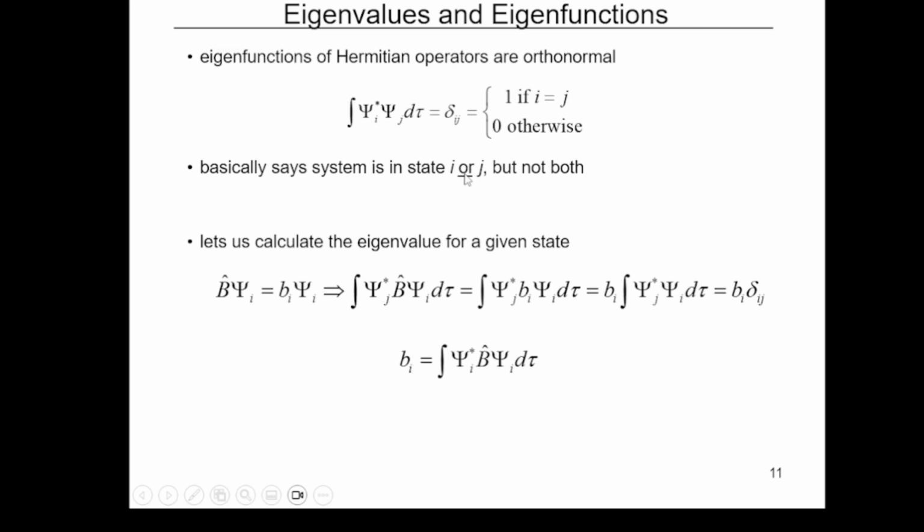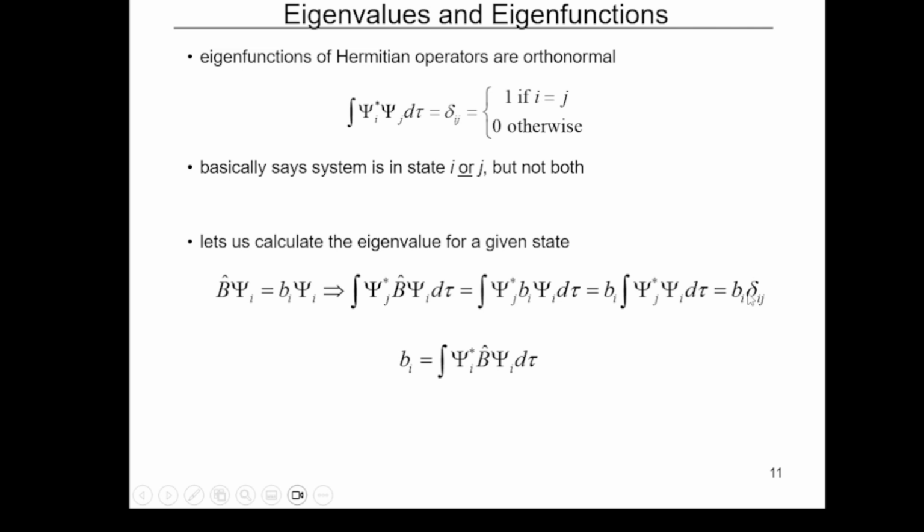It means it is not possible for this system to be in both states simultaneously. It can be one of them, i or j. Now, let us calculate the eigenvalue for a given state. Let's say this operator operating on wave function psi i gives value bi into psi i. So let's say we apply this form here. We take this wave function, apply its conjugate wave function, and then integrate over it. We can get ultimately bi delta ij.